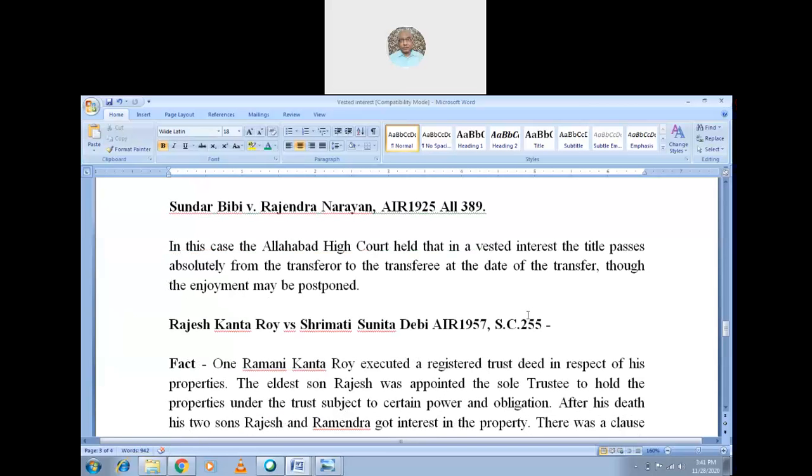So in this case, the Allahabad High Court held that in a vested interest, the title passes absolutely from the transferor to the transferee. Absolutely, it will pass to the transferee at the date of the transfer.